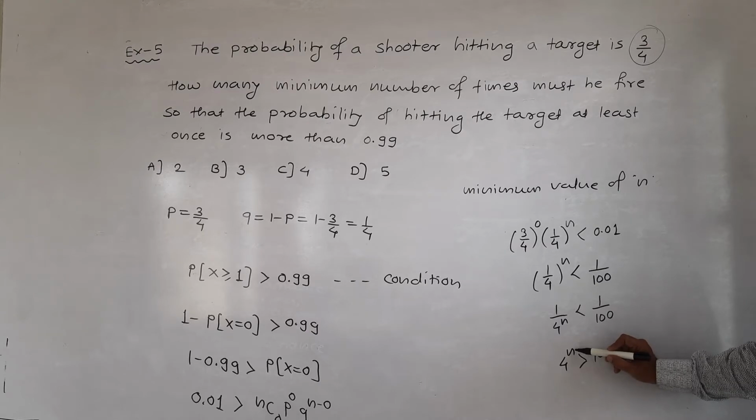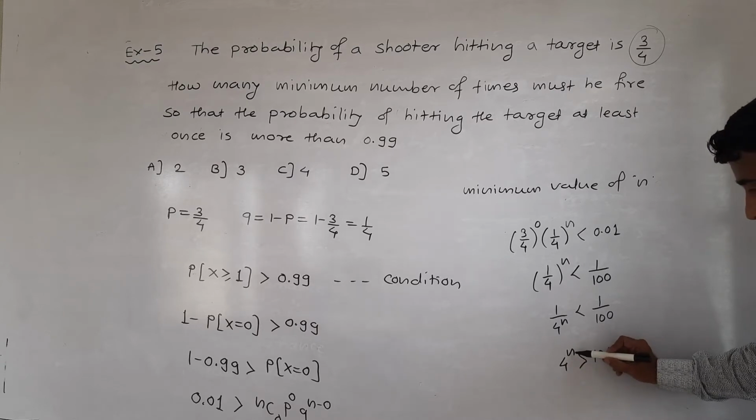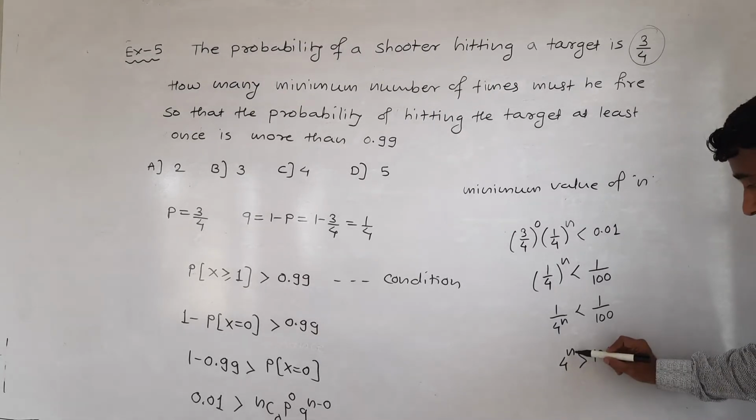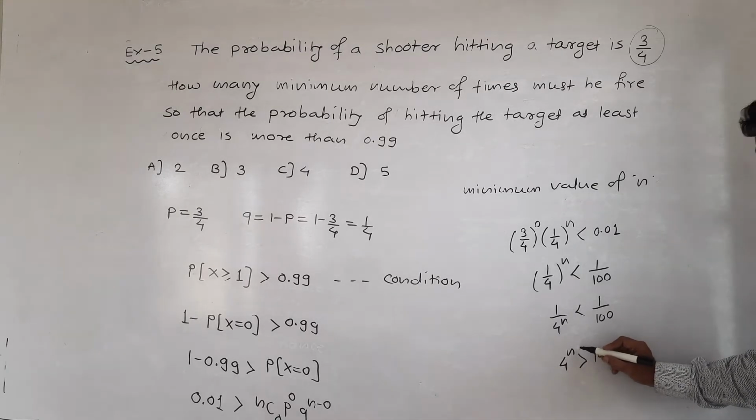Now let's see for which n this is possible. Minimum value: n is equal to 0, not possible. n is equal to 1, we get 4. n is equal to 2, 4 raised to 2 is 16. n is equal to 3, 4 cubed is 64. n is equal to 4, 4 raised to 4 is 256, yes, n is equal to 4 is possible.